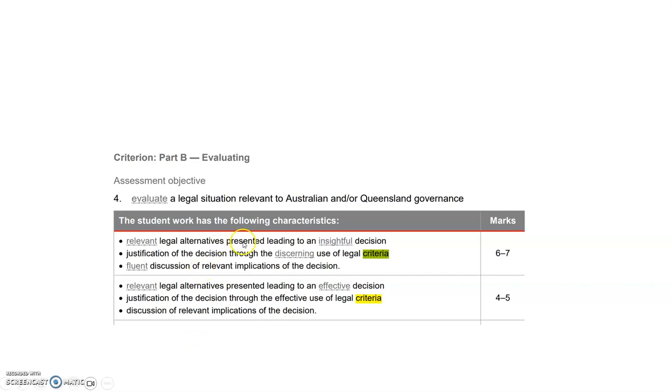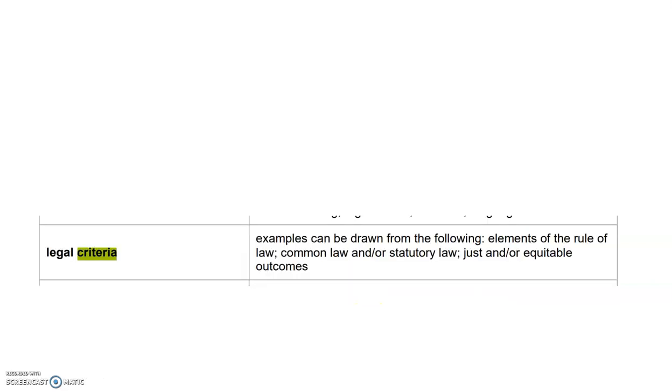Then we've got to justify a decision based on legal criteria, and we'll talk about that, and then discuss the implications, discuss what happens after the decision. The legal criteria we can use can be elements of the rule of law. For example, a key part of the rule of law is that everyone is equal before the law. It could be something that exists already in common or statutory law. Statutory law is law passed by parliaments, common law is law made by courts.